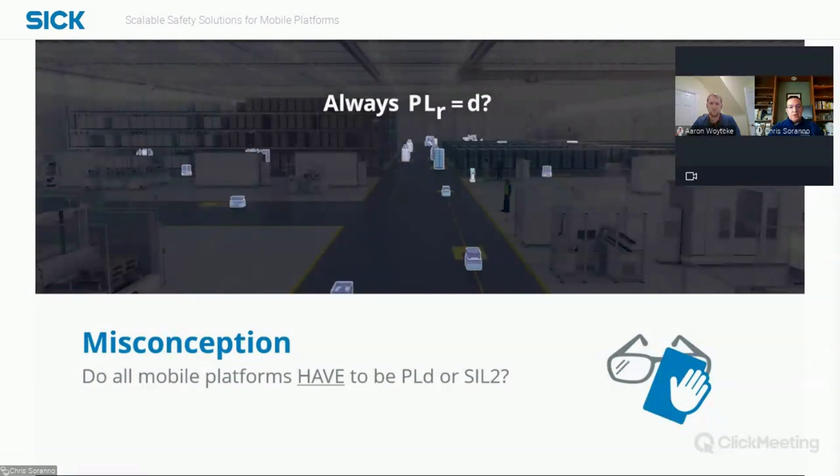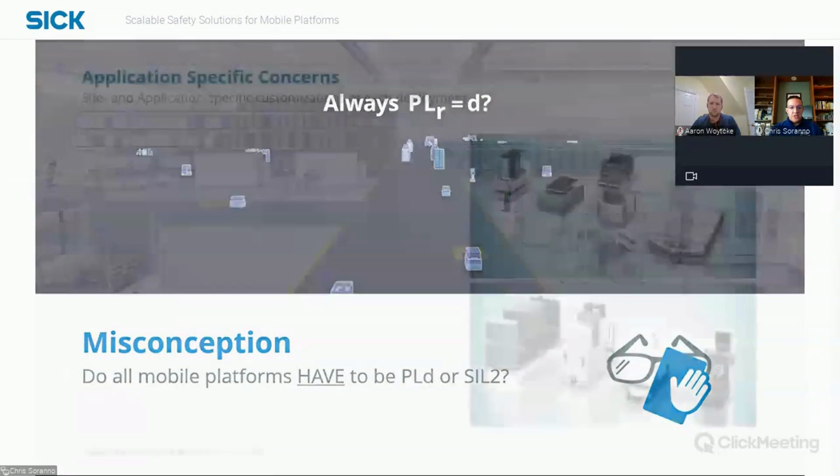So the misconception that we're trying to address here today is this idea that when we talk industrial safety and we talk mobile platforms, that the performance level or the PL always has to be a performance level D. Or if we're talking safety integrity levels, that it always has to be a SIL 2. This is a misconception that we do want to try to clarify here to start off this conversation.